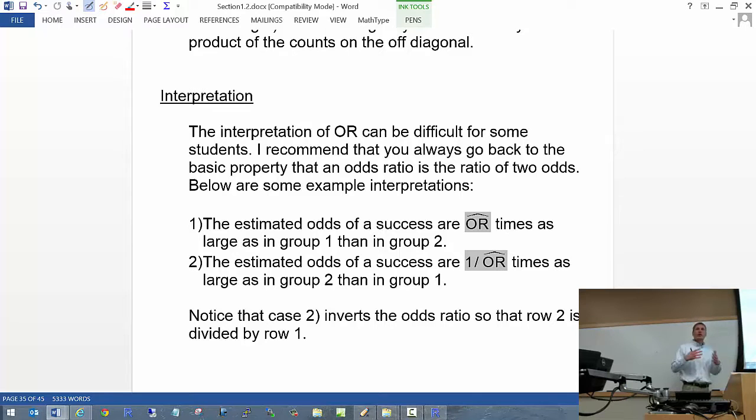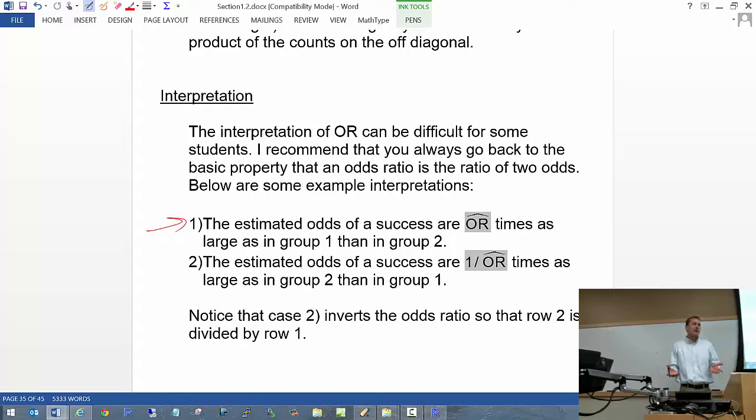So here are 2 standard interpretations. You can use these as templates for your own and essentially always, like on a test or a project, get a problem right. Of course, I hope you think it's more than just a template and you actually understand why certain things are said in certain places. Okay, so number 1, the estimated odds of success are OR hat times as large in group 1 than in group 2. OR hat would be like a number, like maybe 4.